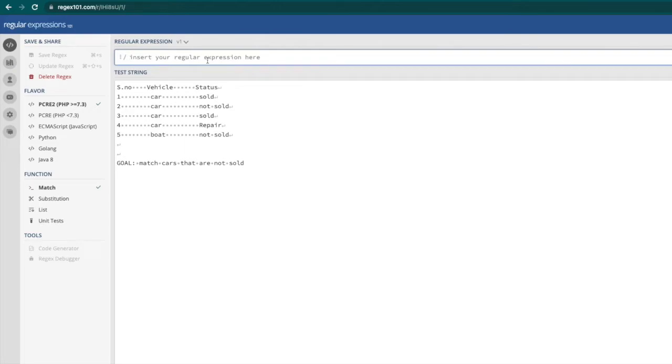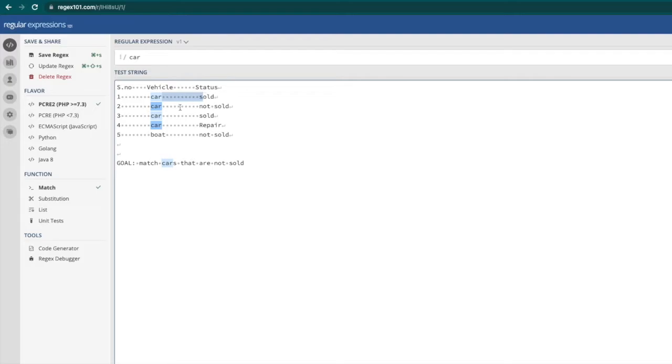So what do we want to match? First of all, match cars that are not sold. So we probably want a vehicle that is a car. Start by matching car. Cool. And now we see that there could be any number of spaces in between car and its status, whether it is sold or in repair or not sold. And then there shouldn't be the word sold right after the spaces. So there could be a lot of spaces and then not sold or in repair or anything else really.